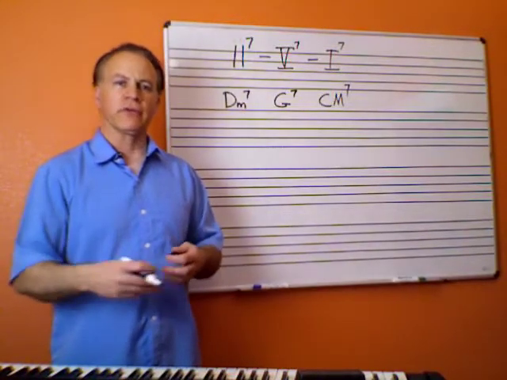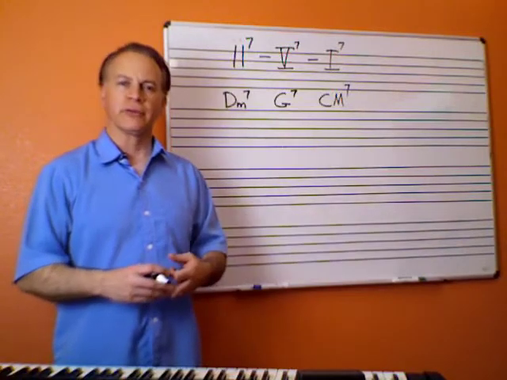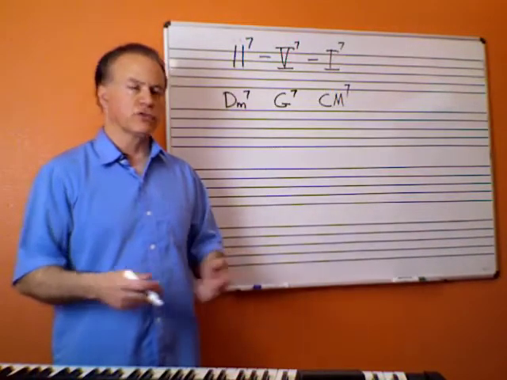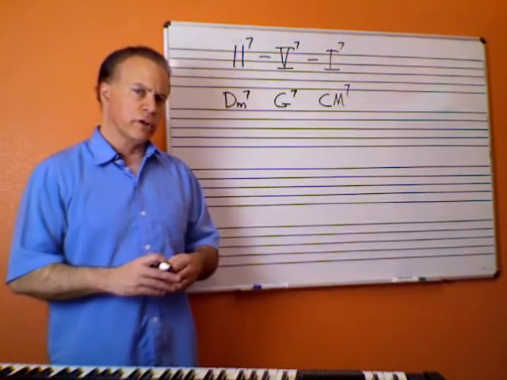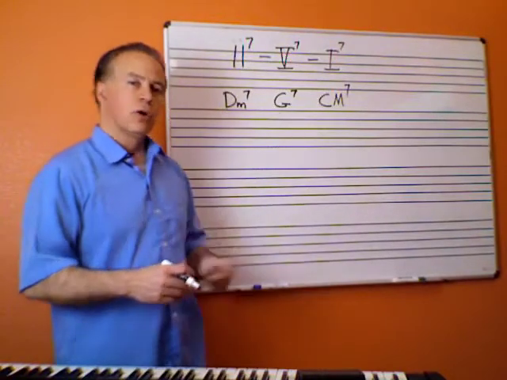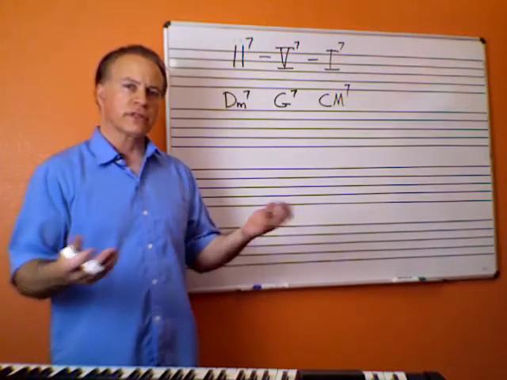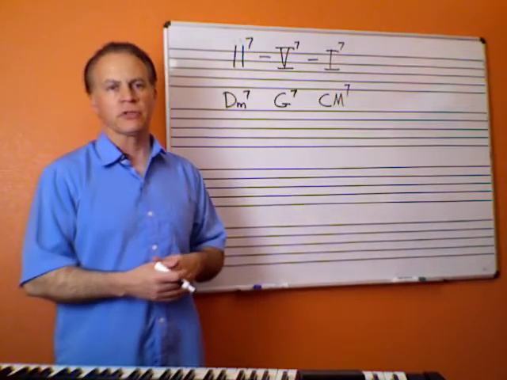Sometimes you might be in the key of E flat and you see F minor to B flat 7 to E flat major, or in the key of G you see a 2-5-1. In fact, quite frequently in standard tunes you might see a 2-5 or a 2-5-1 happening 65 to 95% of the time in the tune.